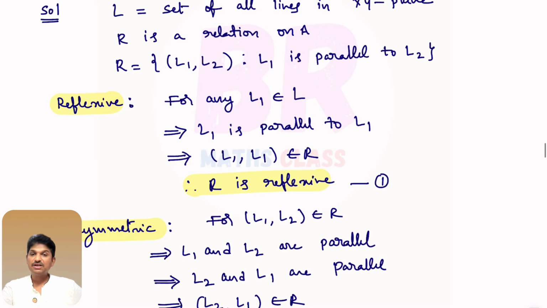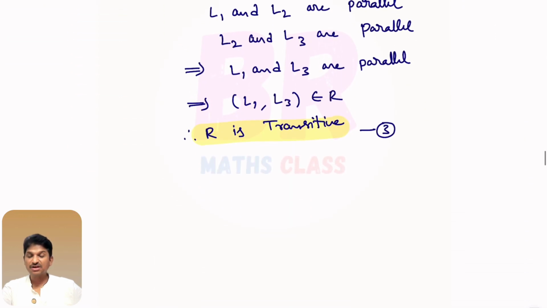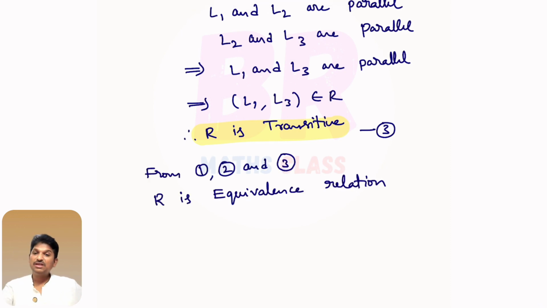See, we know that this relation is reflexive. We know that this relation is symmetric. We know that this relation is transitive. From 1 to 3, R is an equivalence relation.